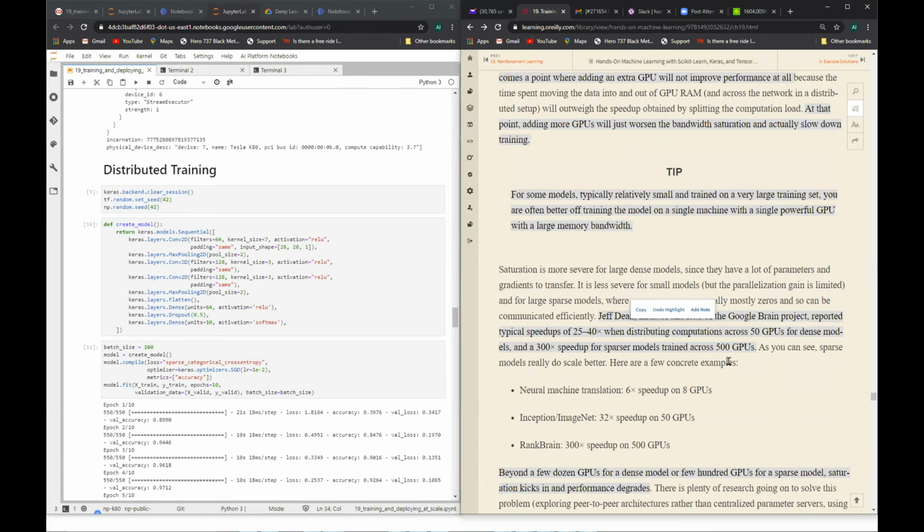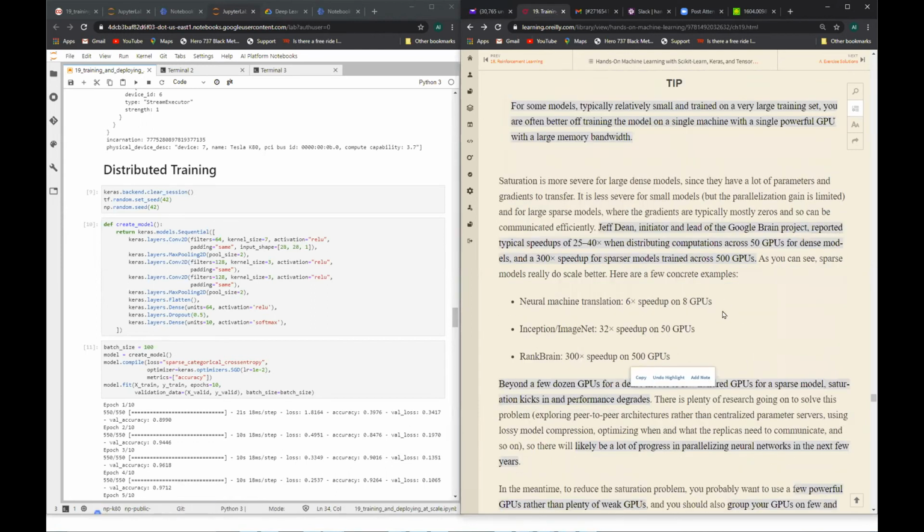And here is a part that I don't think it's explaining, right? It's saying, for dense models. For example, this example, Jeff Dean from Google Brain, he's saying that speedups for dense models across 50 GPUs is from 25 up to 40 times, right?